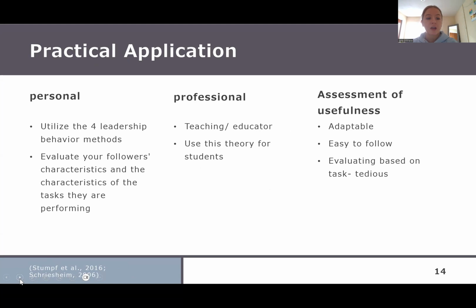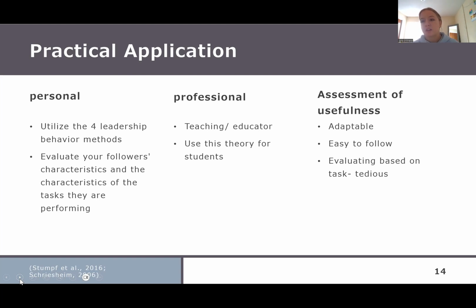All right, practical application. So this is how I'm taking path goal theory and applying it to my life. First, I would want to utilize all four of the leadership behavior methods. I think that they're great skills to have, and there's benefits to each of them. I like the idea of evaluating the followers' characteristics, so the people that you're overseeing, and the specific tasks they're doing, and then relating that to what leadership type you should be giving to them to help best motivate them and get their performance up.